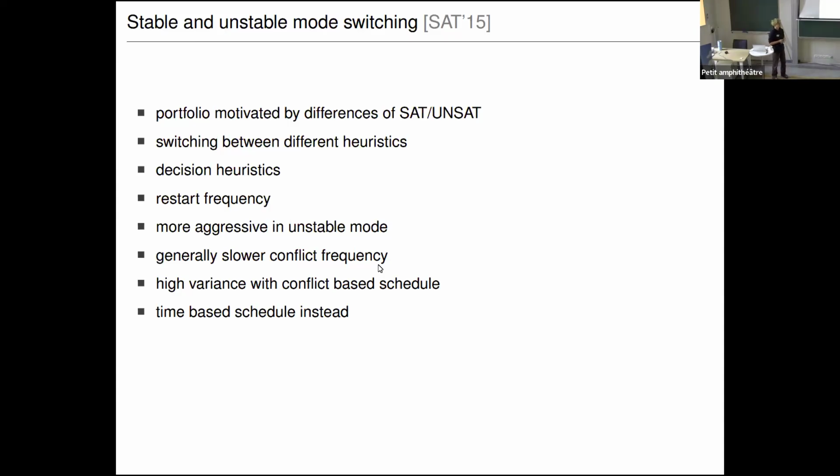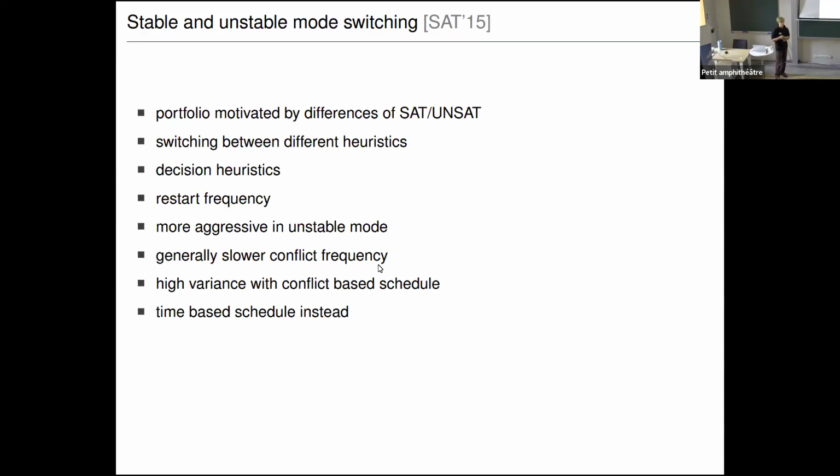So for satisfiable instances, we expect to find a model. So we want to have a large trail. We want to have many assignments that are hopefully correct. And then we don't want to destroy this by restarting. And also the decision heuristic for many unsatisfiable instances tries to focus on the newest conflicts, whereas for satisfiable instances, this is maybe less important.